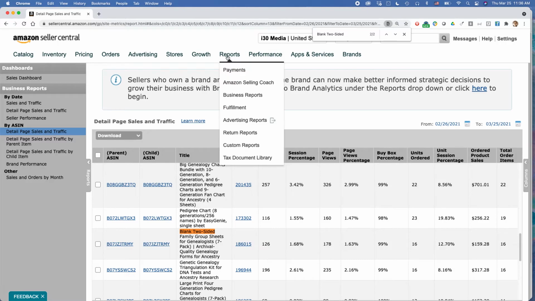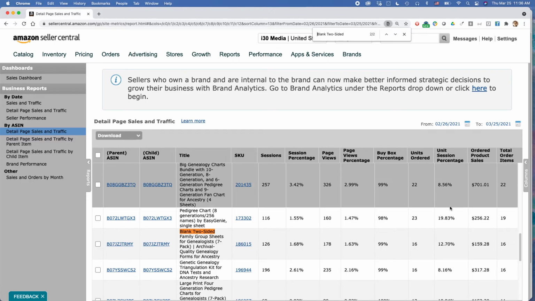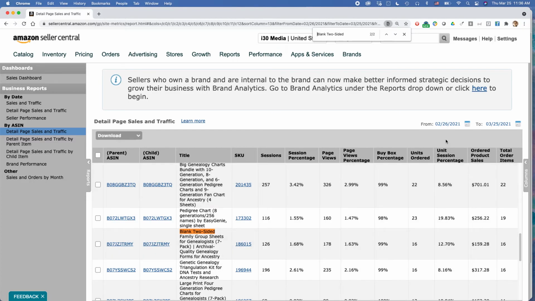It's basically in Reports, Business Reports, Detail Page Sales and Traffic, and look for unit session percentage. You can also download this data into an Excel spreadsheet and mess around with it that way, but this particular number is really helpful to evaluating how good or how bad your detail pages are.